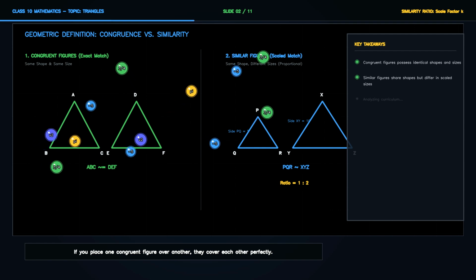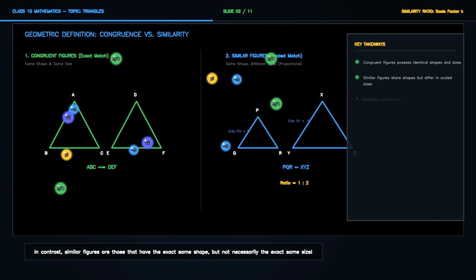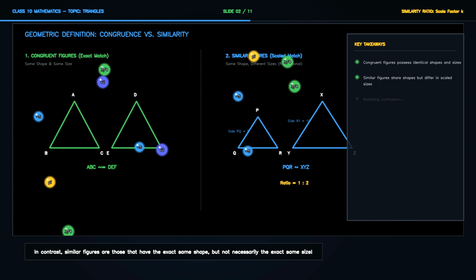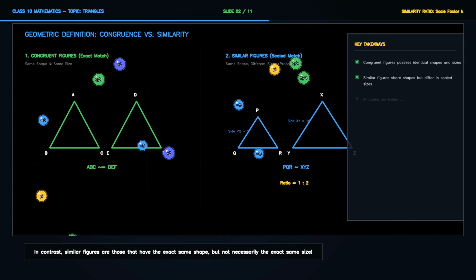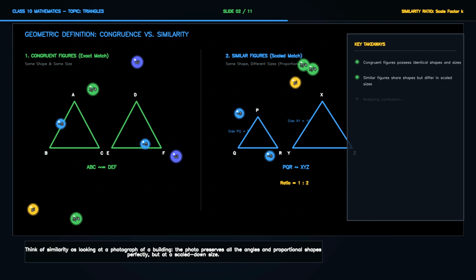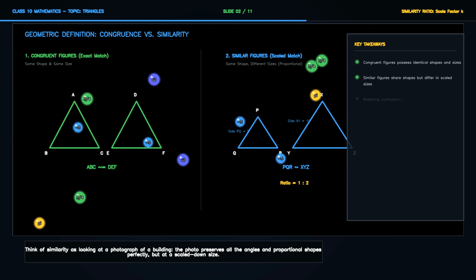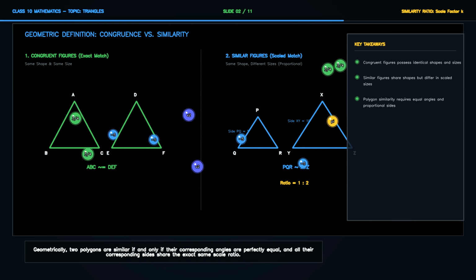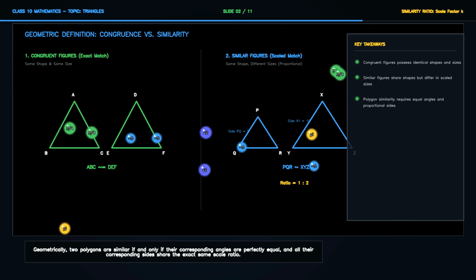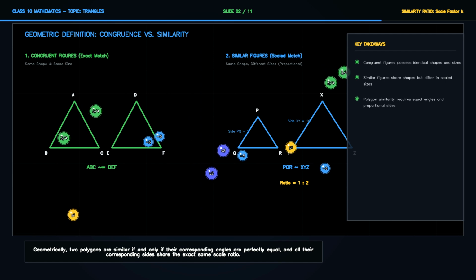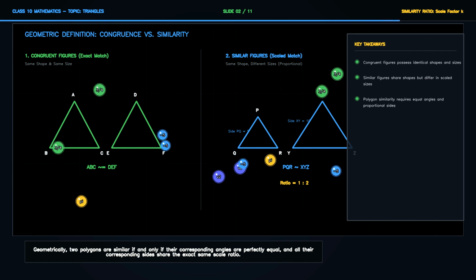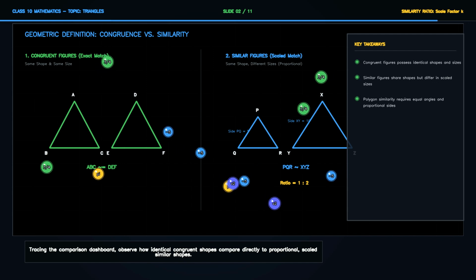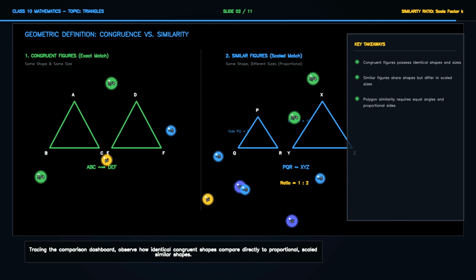In contrast, similar figures are those that have the exact same shape, but not necessarily the exact same size. Think of similarity as looking at a photograph of a building. The photo preserves all the angles and proportional shapes perfectly, but at a scaled-down size. Geometrically, two polygons are similar if and only if their corresponding angles are perfectly equal, and all their corresponding sides share the exact same scale ratio. Tracing the comparison dashboard, observe how identical congruent shapes compare directly to proportional, scaled similar shapes.